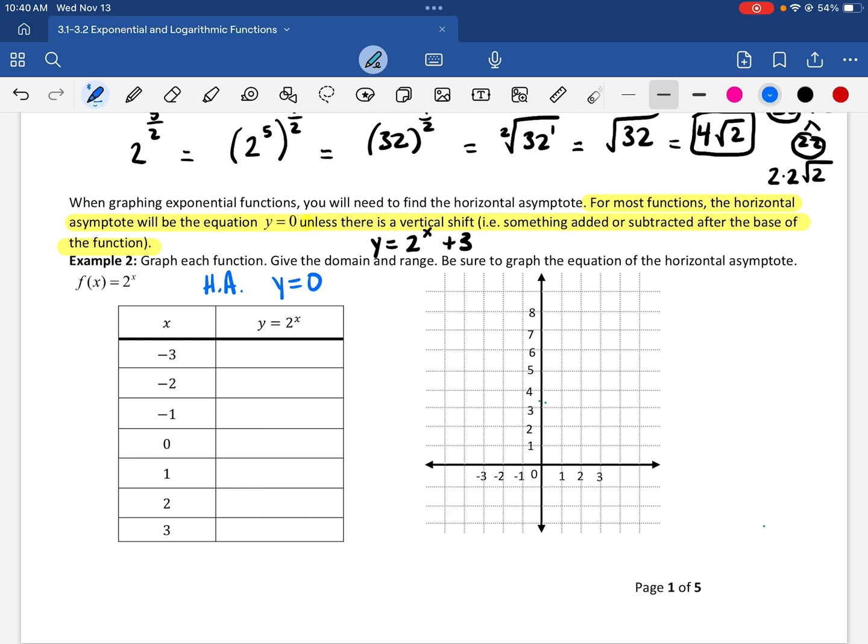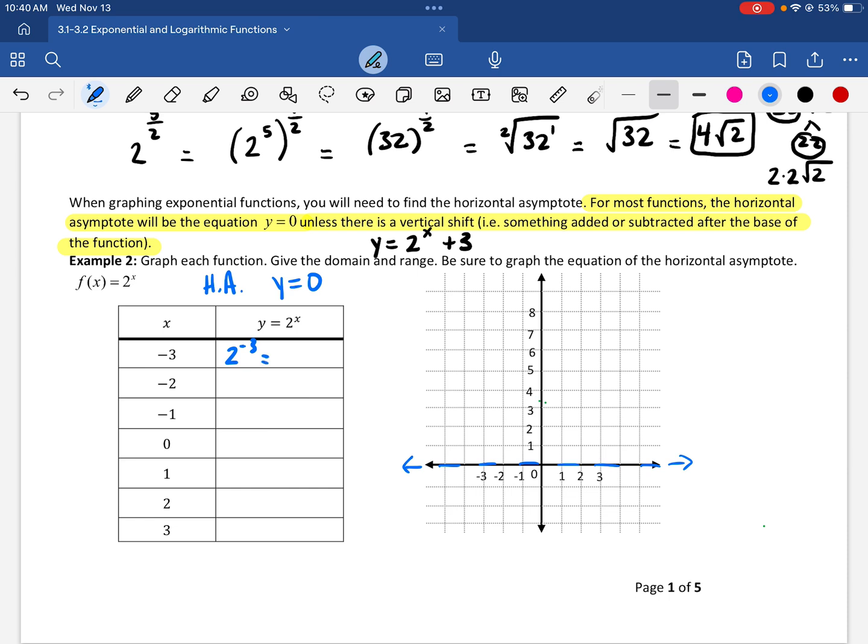All right, so horizontal asymptote is y equals 0, which is actually just the x-axis. So I'm going to put a dotted line here, and this represents that horizontal asymptote of y equals 0. Now to figure out each of these values, kind of like we did in that first example, we're plugging in each of these x's into the function and seeing what we get.